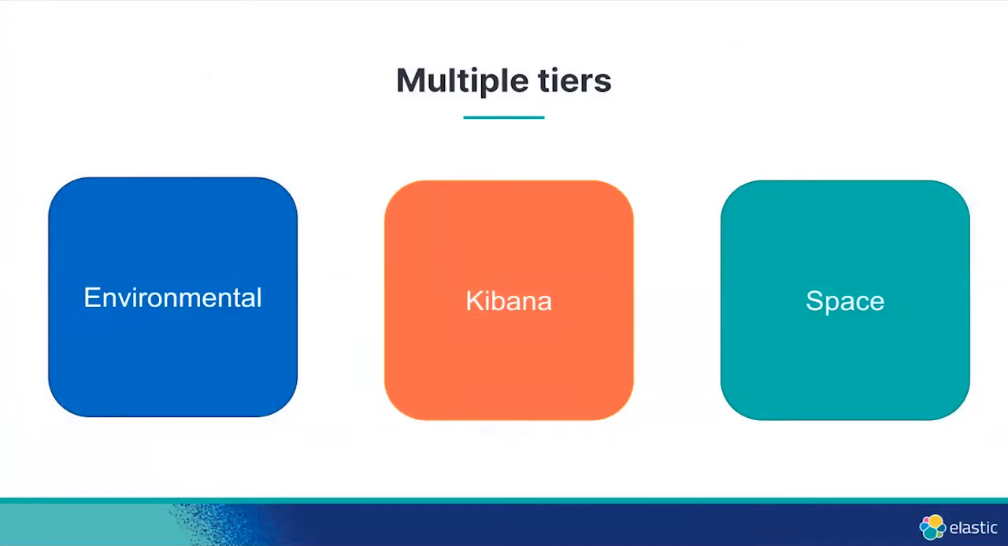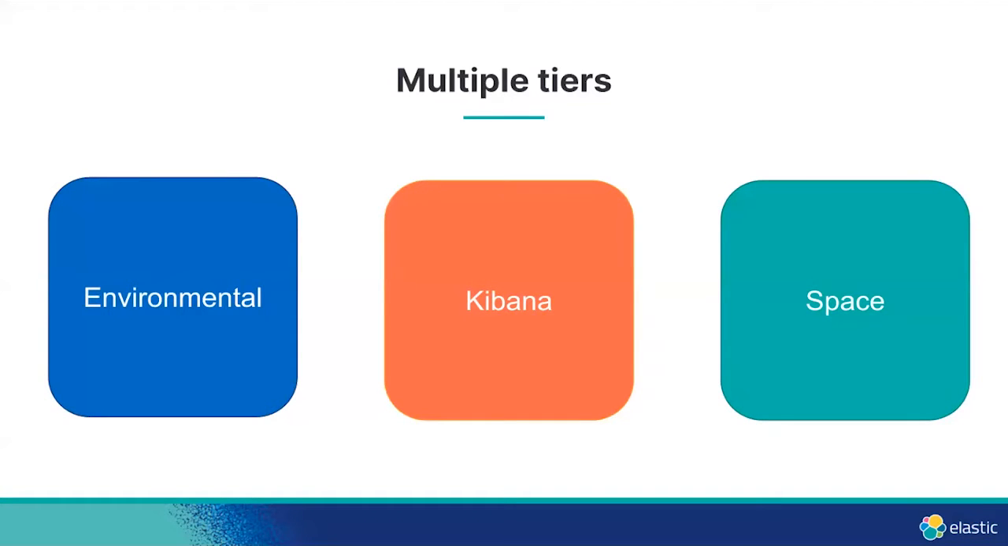When the amount of content hits a certain threshold, you need a good way to manage it. And at Elastic, there are multiple tiers in which you can organize, govern, and manage your content. The first tier is environmental. This tier is focused on managing your content within your environment and may include multiple Kibana instances and Elasticsearch clusters. The Kibana tier is focused on managing content within a single instance of Kibana, used across multiple teams or for multiple use cases. And this segmentation is primarily accomplished through spaces.